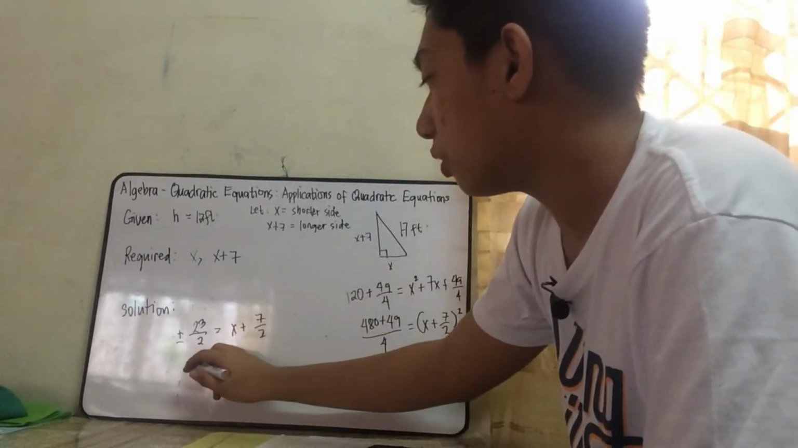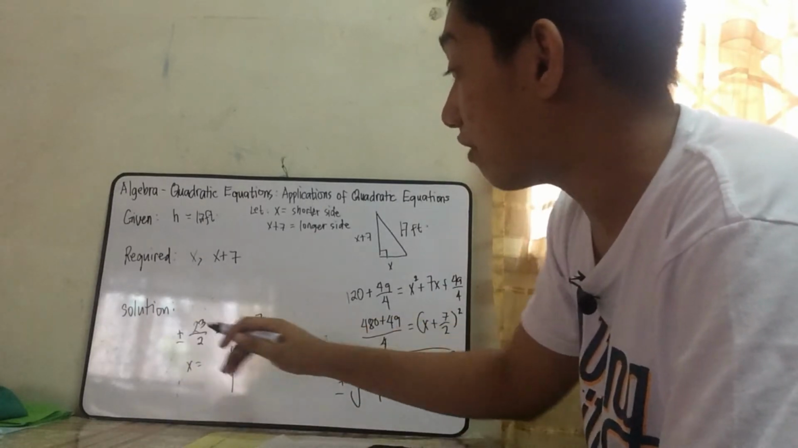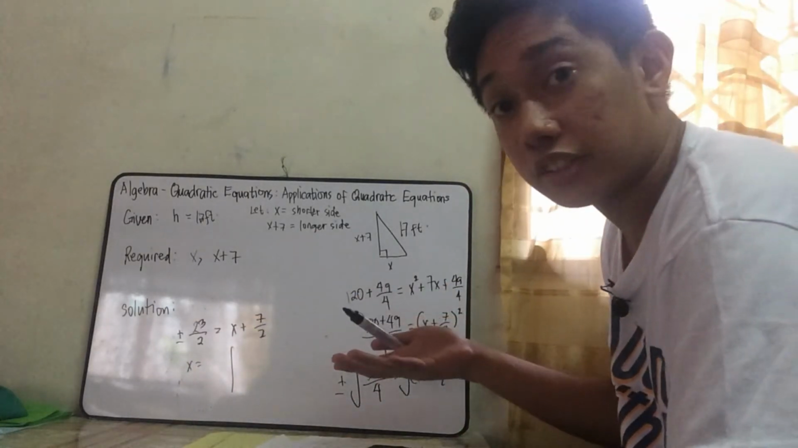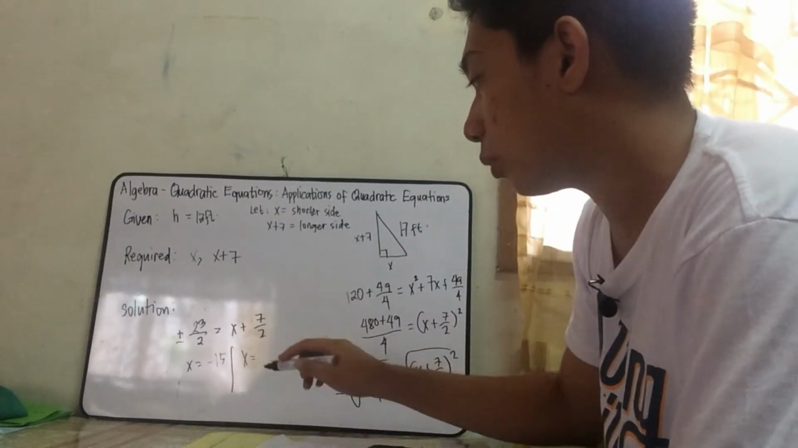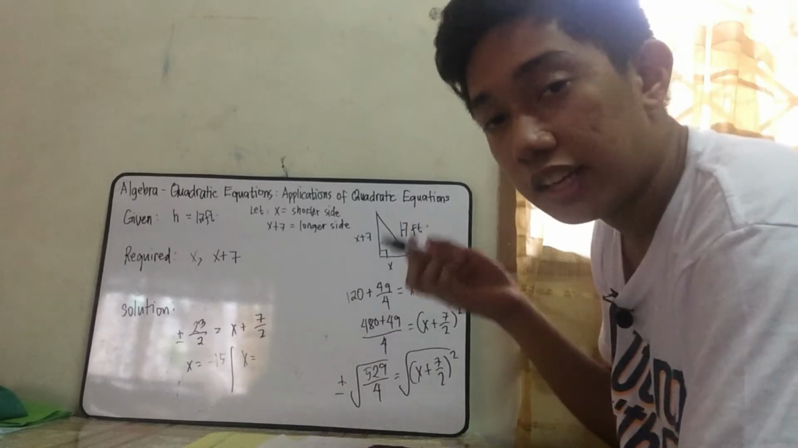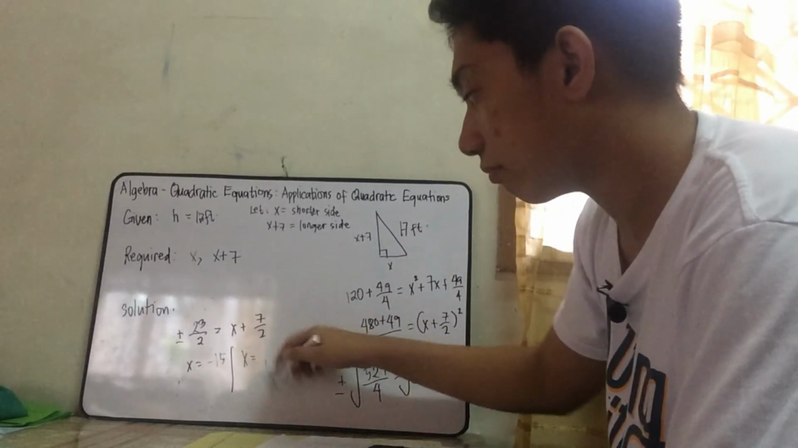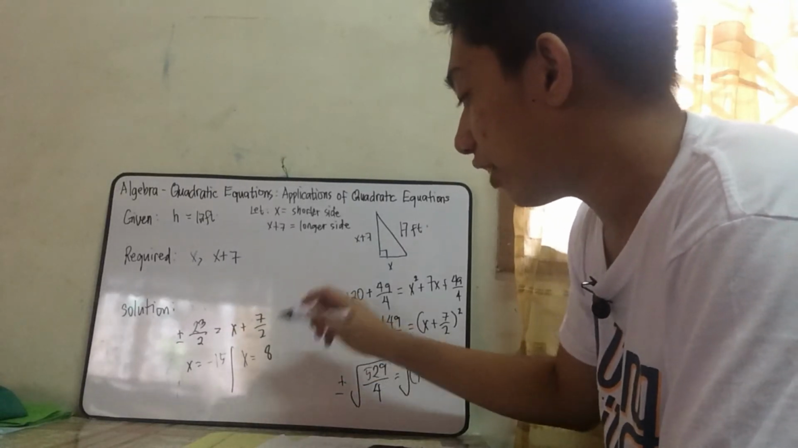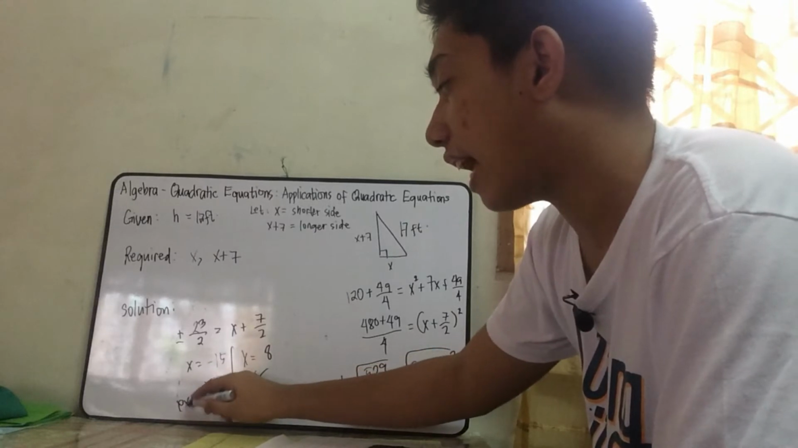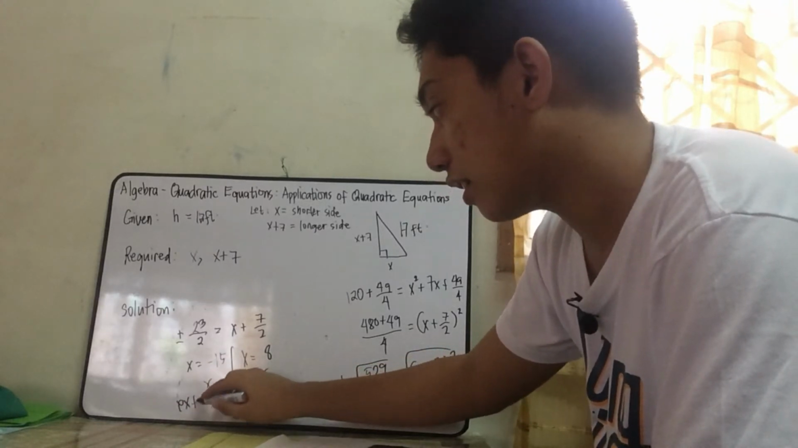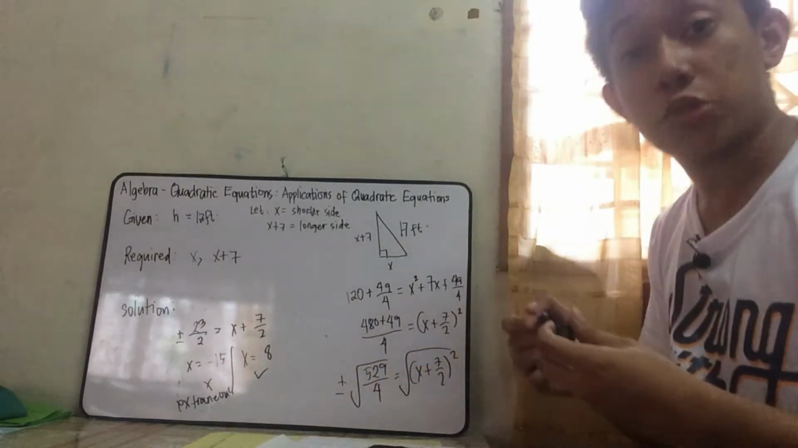So, the answers will be x is equal to negative 7 minus 23, which is negative 30, divided by 2 is negative 15. Ang isa is x is equal to negative 7 plus 23, 16, divided by 2 is 8. So, the answer here is 8. Hindi po negative 15. We can call this negative 15 an extraneous root. Hindi po siya kasali. Okay?